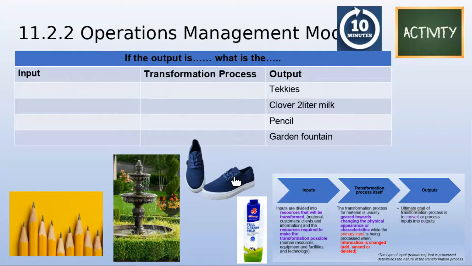Okay, so guys, what are the inputs that we need for a pencil? Okay, we definitely need wood. Okay, we need lead. We maybe need some paint as well if you want to paint the outside of the pencil. What about the labor? We need the machinery as well. Remember, we need the technology as well that will assist us in actually being able to manufacture the pencil. And then what will happen in the transformation process?